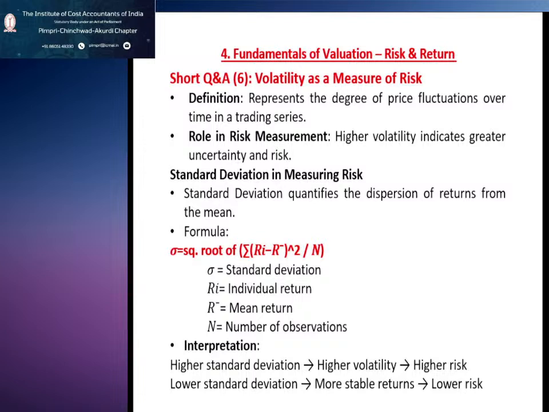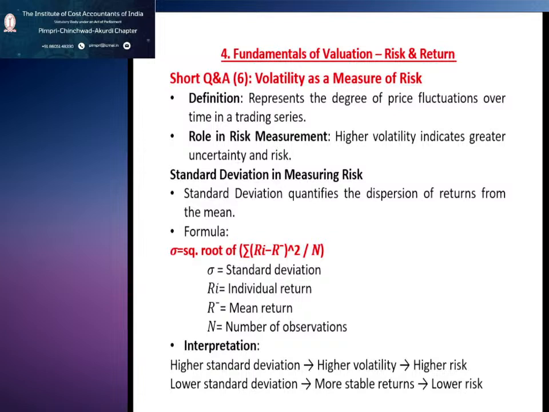Sorry. So volatility is the measurement of risk. Definition wise, what is volatility? It represents the degree of price fluctuation over time in a trading series. So the fluctuations in the prices during a particular trading session, over a period of time, is the volatility. Too much buying and selling, how vehemently the buying and selling is happening, that is volatility.